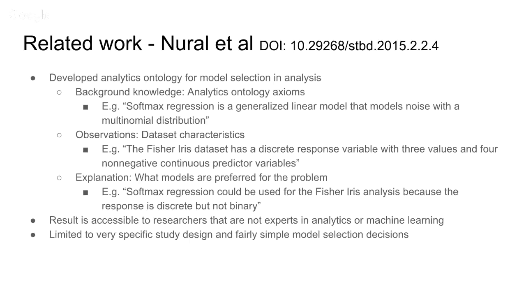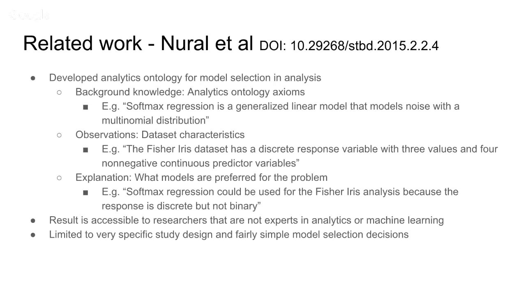So the Fisher-Iris data set, which is a pretty common data set used in just toy analysis, has a discrete response variable with 3 values and then 4 non-negative continuous predictor variables. So they have a scheme that will look at a data set and extract this information. And then you combine your background knowledge and your observations into an explanation.